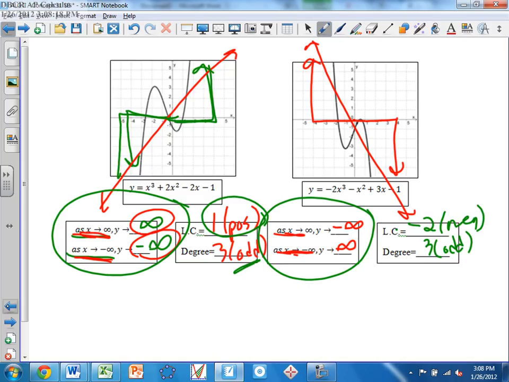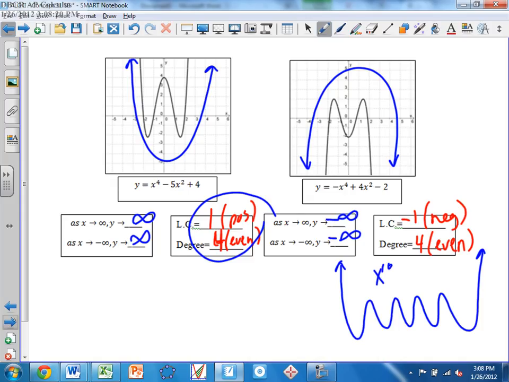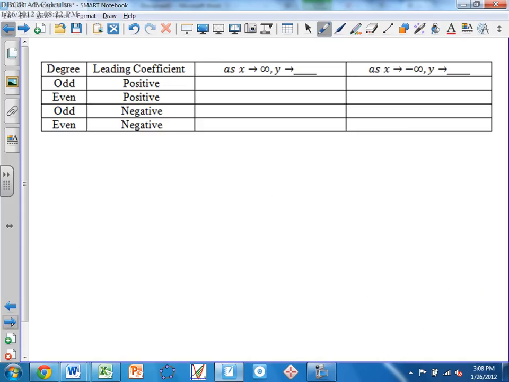Okay, so on the next page, what I want to do is write a generalization for these. So for odd and positive, an odd function, we think of a line. A positive line has a positive slope. It goes up like this. So I want you to think about a line like that. For an even positive, we think of a parabola. When a parabola is positive, it opens up. When a parabola is negative, it opens down. So for this one, I want you to think of a shape like that.